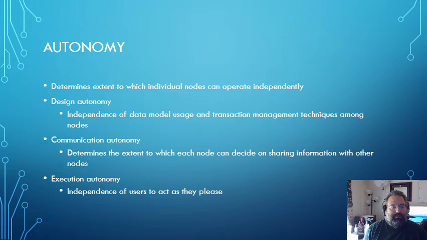Autonomy determines the extent to which an individual node can operate by itself. Design autonomy deals with the independence of data model usage and transaction management techniques among the various nodes. Communication autonomy determines the extent to which each node can decide on sharing information with other nodes. Execution autonomy is about the independence of users to act as they please. So who can do what?